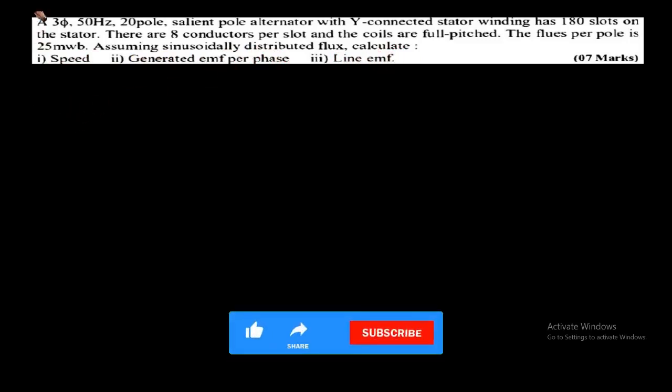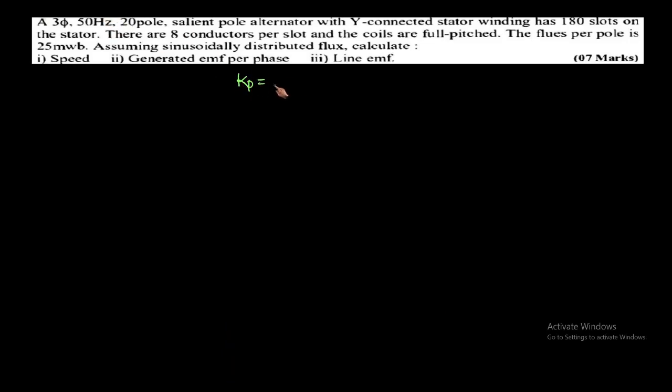Before going to that, you should know some formulas which are very important. For solving the problem, Kp is known as the pitch factor and Kd is known as the distribution factor. These are the two factors in the windings, but the derivations are not in our syllabus, though you should know the formula. One more thing is the winding factor, which is the product of Kp and Kd.